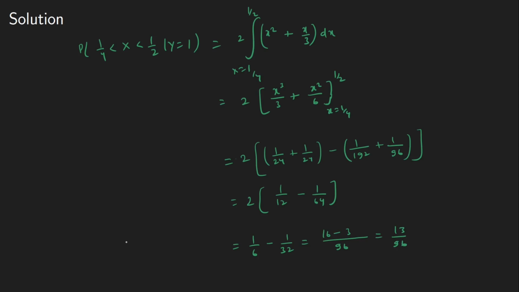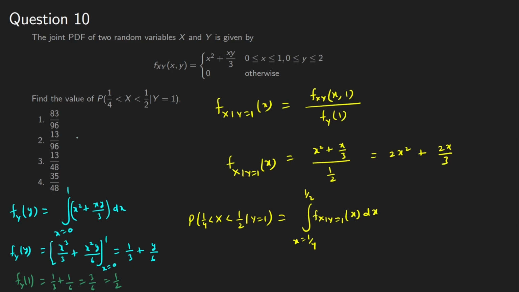So this is the probability that x will fall in the range 1 by 4 and 1 by 2 given y equals 1. So the correct choice would be the second option.